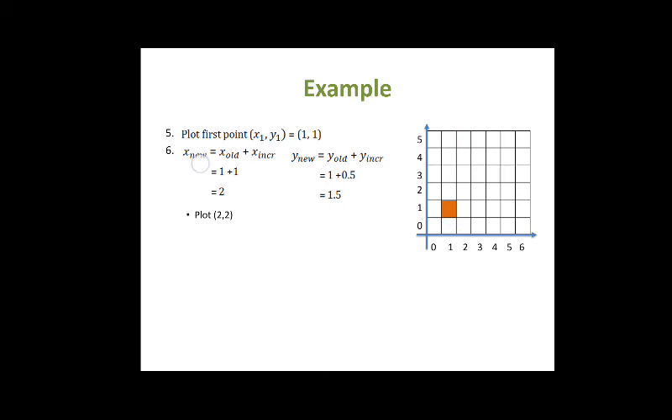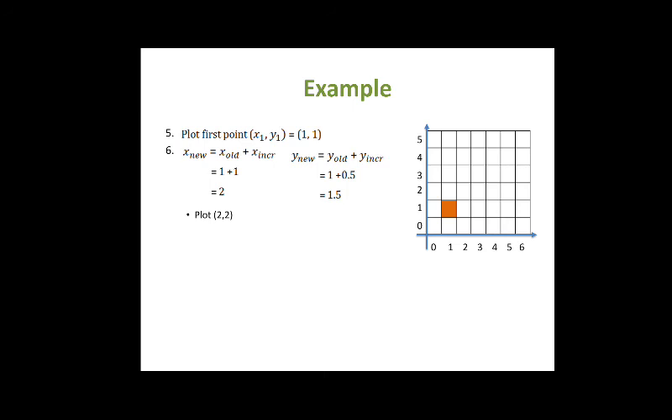Then we calculate the next point. The next point is x new, which depends upon x old plus the x increment, right? So what is the old value of x? It is 1. What is the increment? We got the x increment as 1. So x new will be 2.